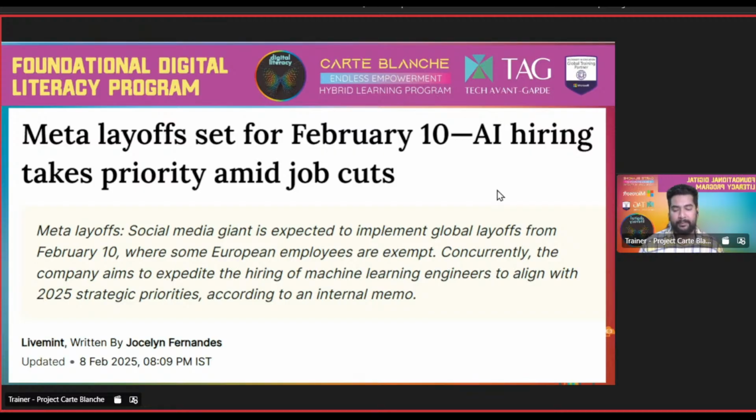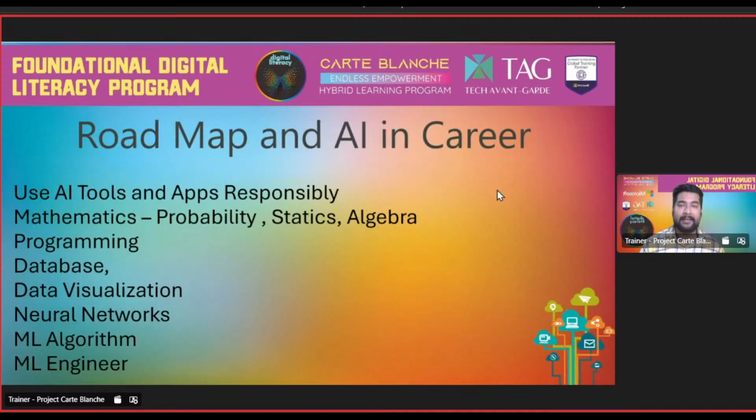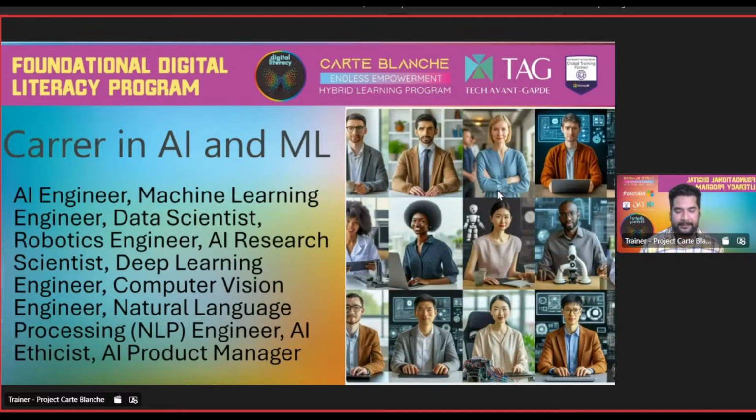And why it is important: tomorrow in jobs also, Facebook layoffs are set for February, and AI hiring takes priority. A lot of job cuts are happening because, with recessions around the world today, companies want people who use AI in their regular process and are trained on AI. In the IT segment also, this is the most in-demand skill. There are many careers in AI that professionals are doing today, which you can start with a strong base. So that is the thing you should go for.